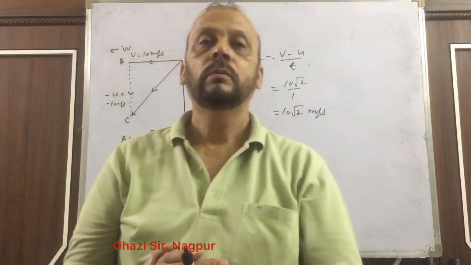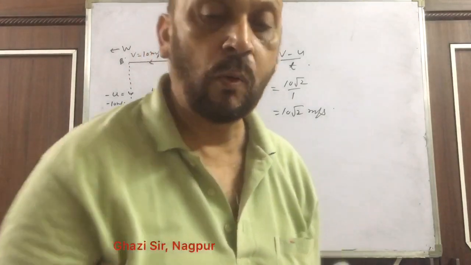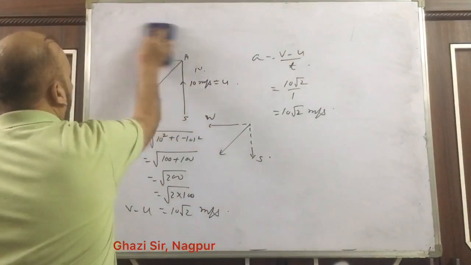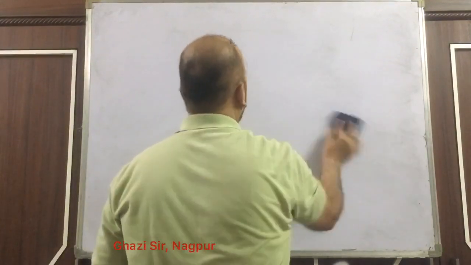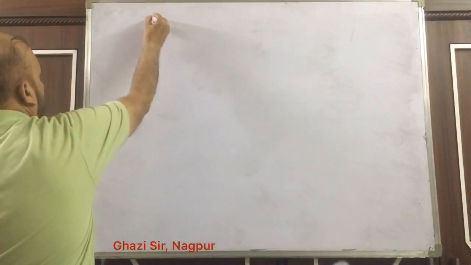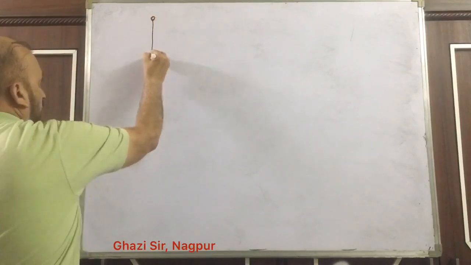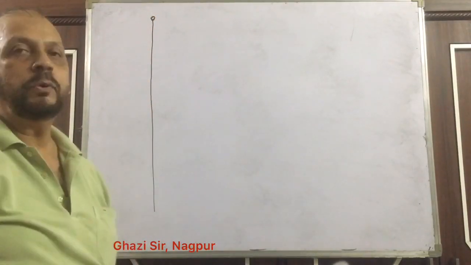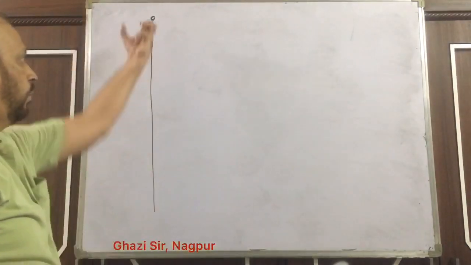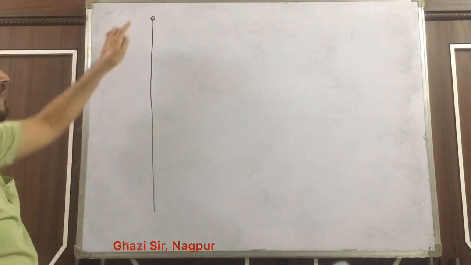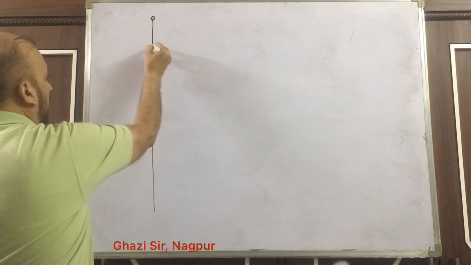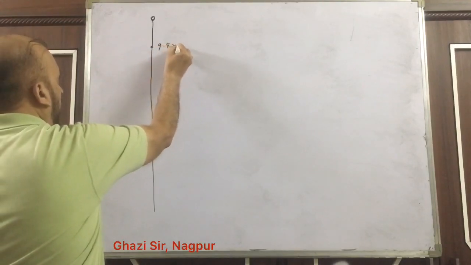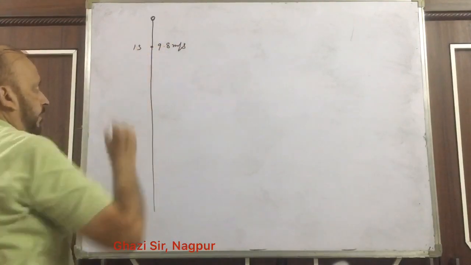Now suppose an object is falling from a certain height towards the ground. Suppose a stone is released from a certain height. So it will fall vertically downward due to gravity. Earth is pulling it downward. So it was at rest at this point. After 1 second, suppose it is here. And at this point its velocity is, say, 9.8 meter per second after 1 second.